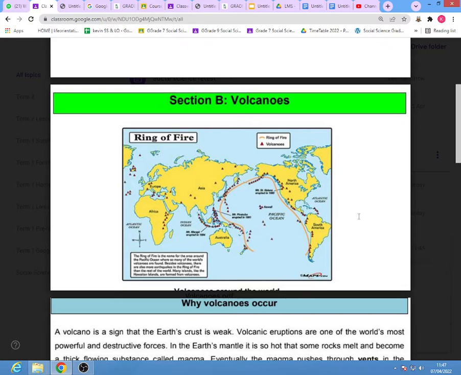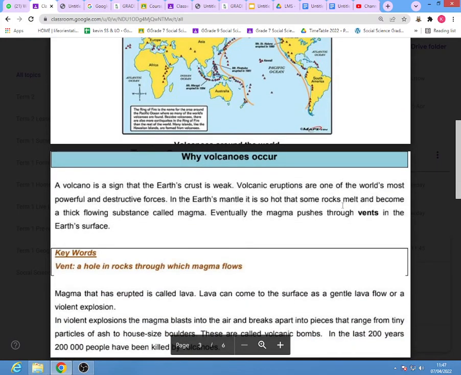So let's dive into it. The first thing that we need to know is why volcanoes occur. A volcano is a sign that the earth's crust is weak. When you say the earth's crust is weak, it means there is a gap where the molten rock situated in the mantle finds its way onto the land.